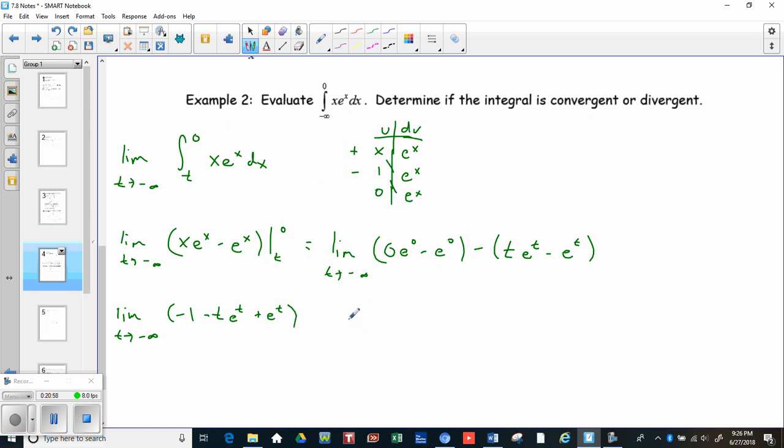Now I can try and evaluate this thing. This is constant. This is negative 1. So as t approaches anything, this is going to be negative 1. Okay, so I'm starting my evaluation process now. So I'm going to get negative 1 out of this first piece right here. The last piece is e to the t.